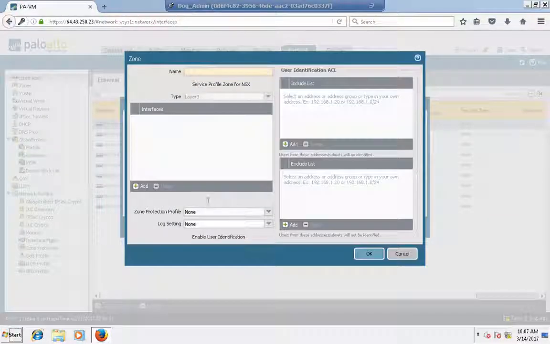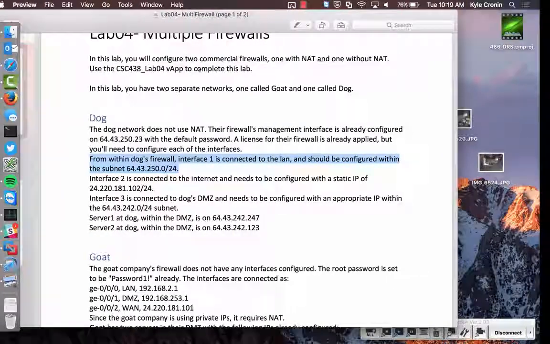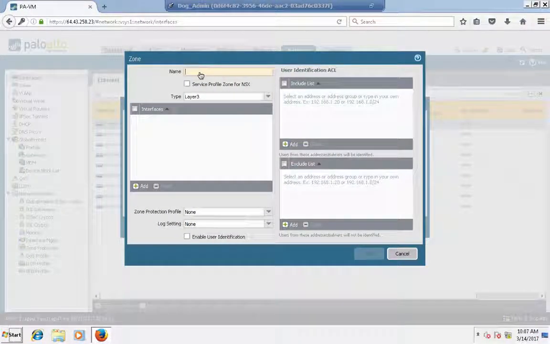What was interface 1 connected to? You want the IP address? No, I was just asking philosophically, what is the network? It's the LAN, so what should we call the zone? LAN. We call it LAN. Sounds good.